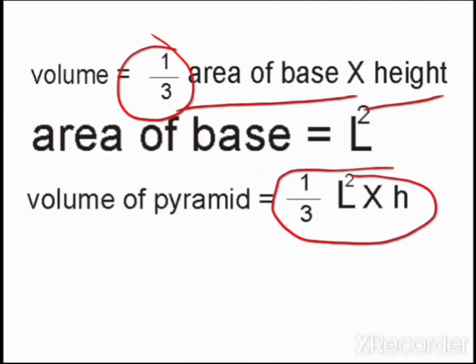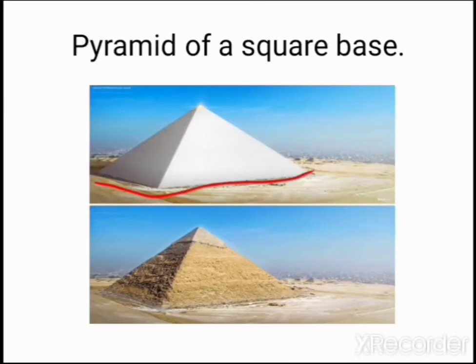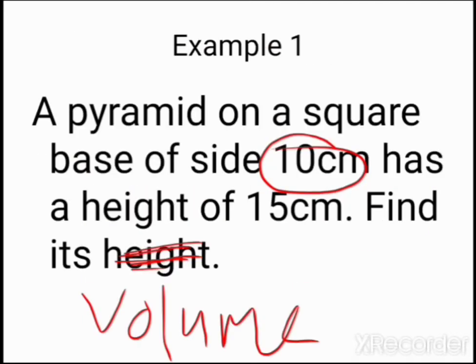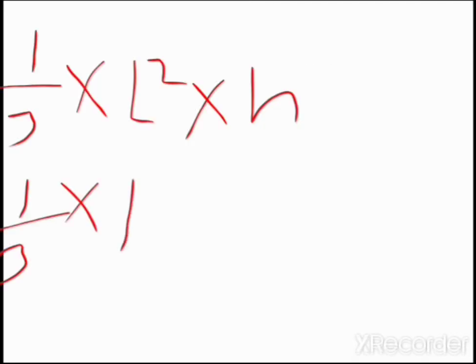If you look at this picture, let's go back a little bit. This picture, this is the base side, is 10 centimeter. And if here is 10 centimeter, here is also 10 centimeter because it's a square base. So this is 10 centimeter. So L will be what? 10 what? Square times the height.